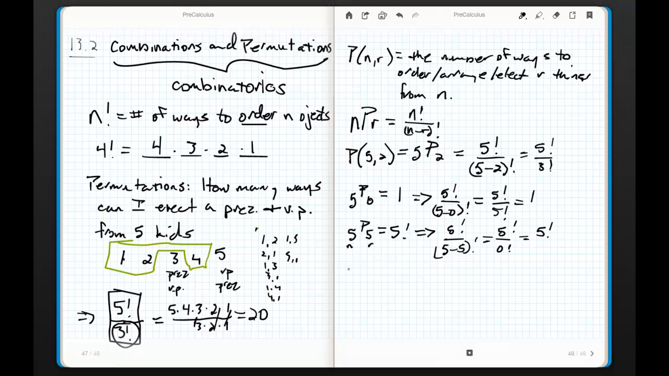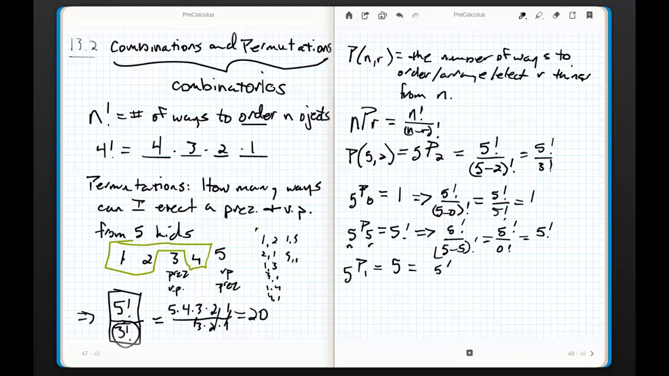Yeah. How about 5P1? Now this is a great problem. 5P1. What do you think? How many ways is there to order one thing from a total of 5? Well, now I don't have that pres, vice pres, vice pres, pres, where I flip it. Think about that. In other words, I'm choosing one thing from 5 and I'm ordering it. Well, if I choose one thing from 5, it's already ordered. There's nothing else going into it. So I'm guessing it's going to be 5. Let's check, because I could be lying.